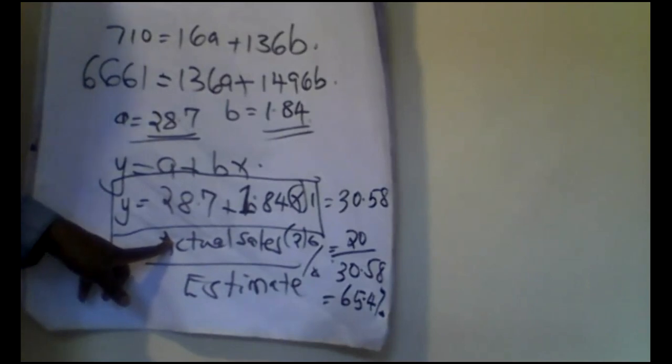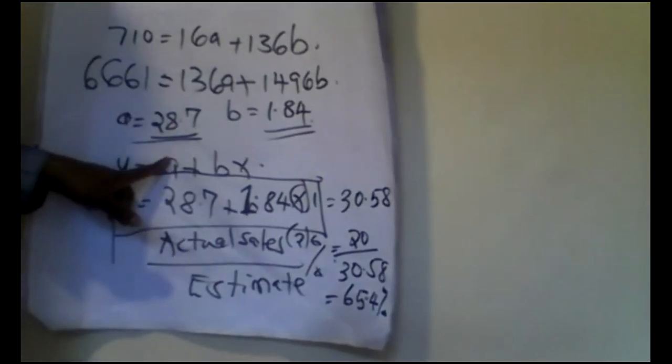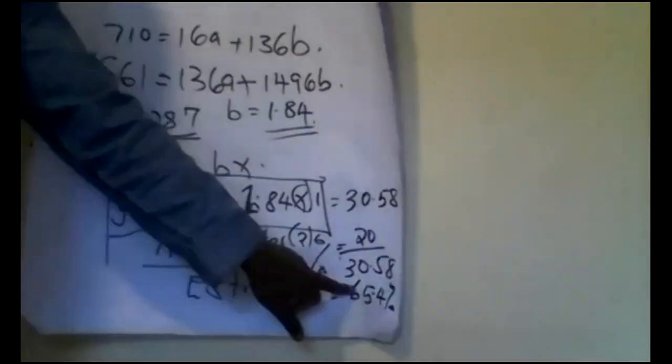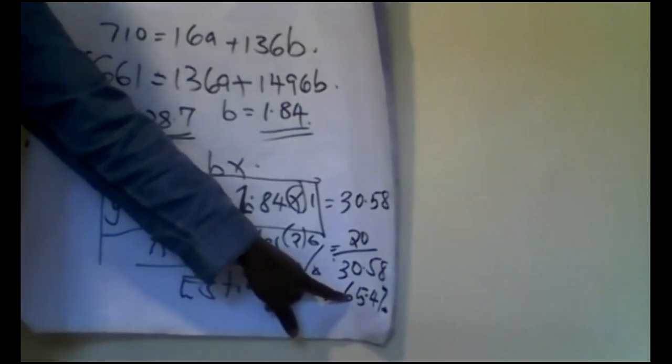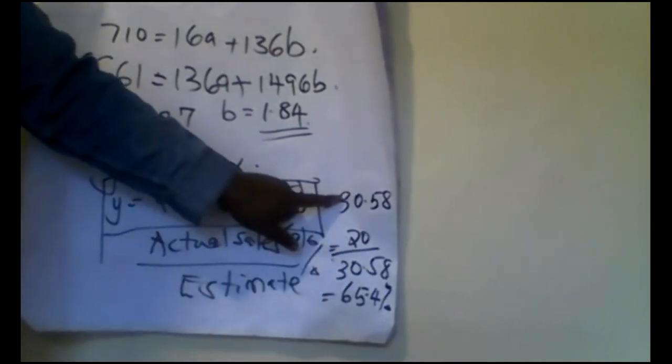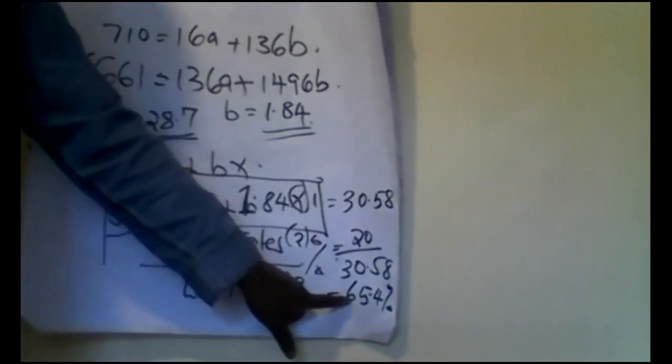I'm trying to say, to give the seasonal variation, we take the actual sales for the quarter over the estimate, and the estimate is what we got in our previous calculation, isn't it? Then we get it as a percentage. That is how we get the seasonal variation. So for the first quarter it will be our 20, the actual sales, over our estimate of 30.58, multiplied by 100. We are getting 65.4, right? Yes. Can we do that for the subsequent quarters?